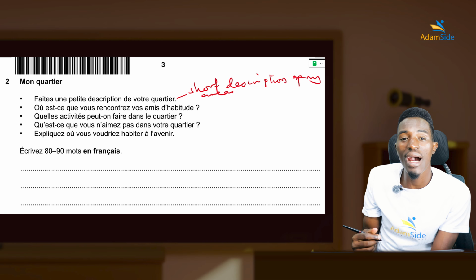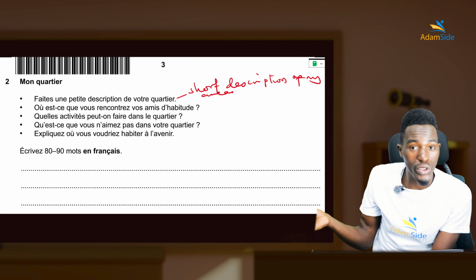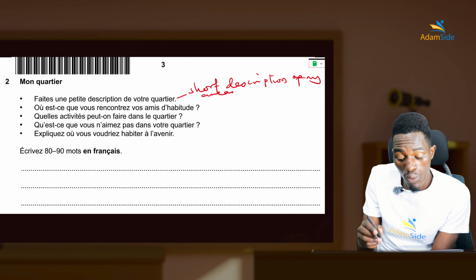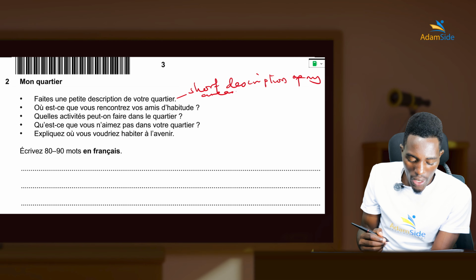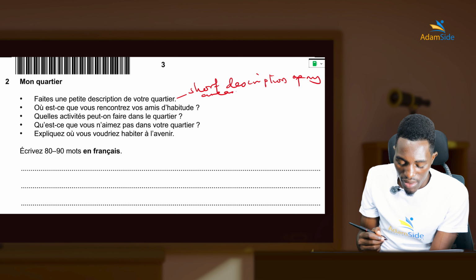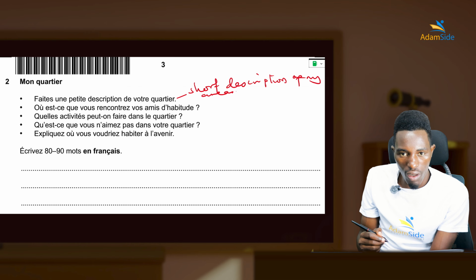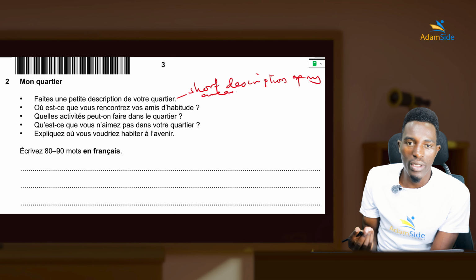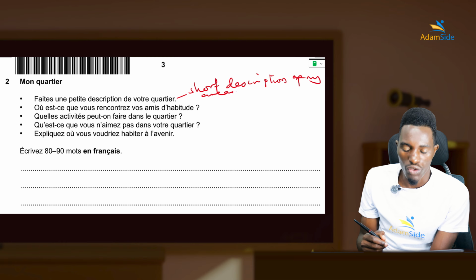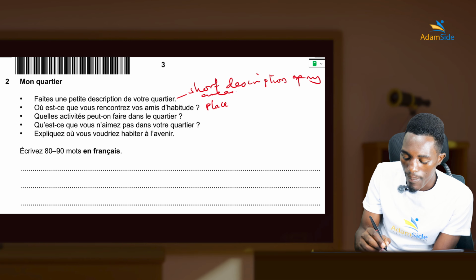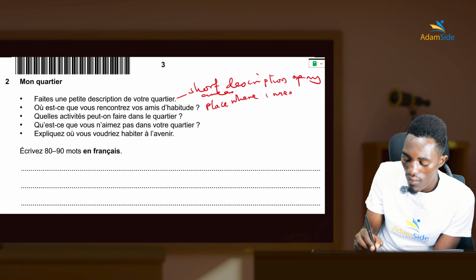So it means that to describe a thing I have to use adjectives and adverbs. Où est-ce que vous rencontrez vos amis d'habitude? Where do you normally meet your friends? So I have to say a place. So here I have to say a place where I meet with my friends.